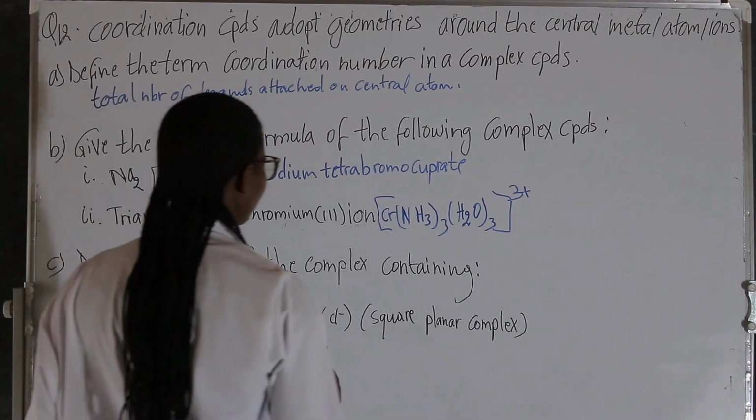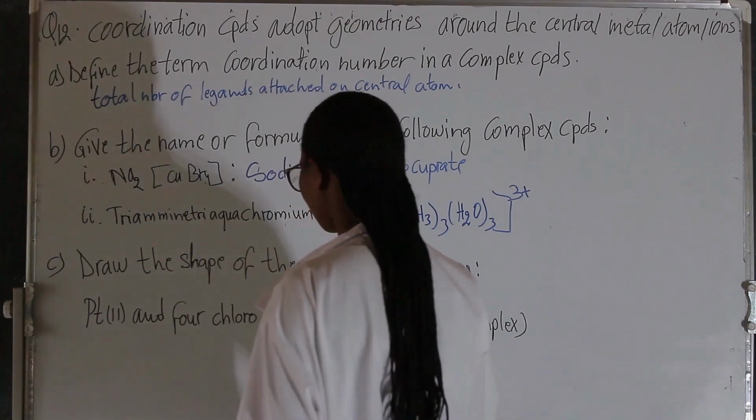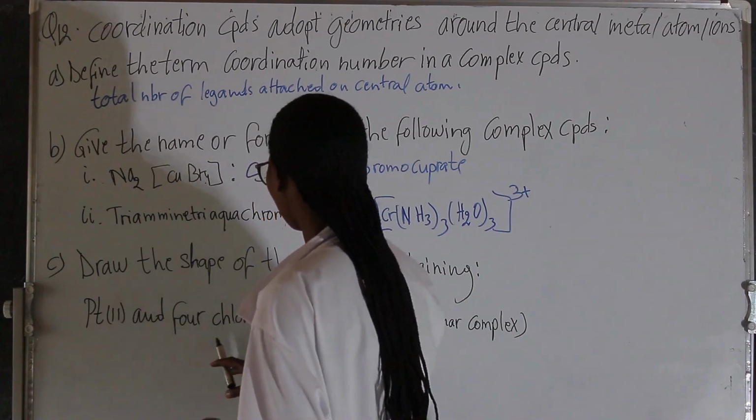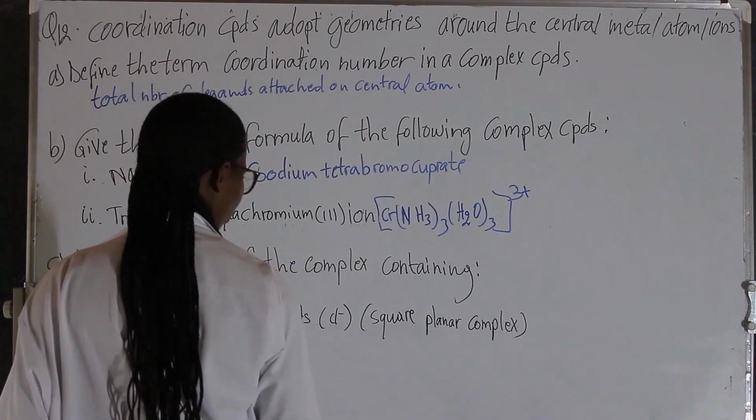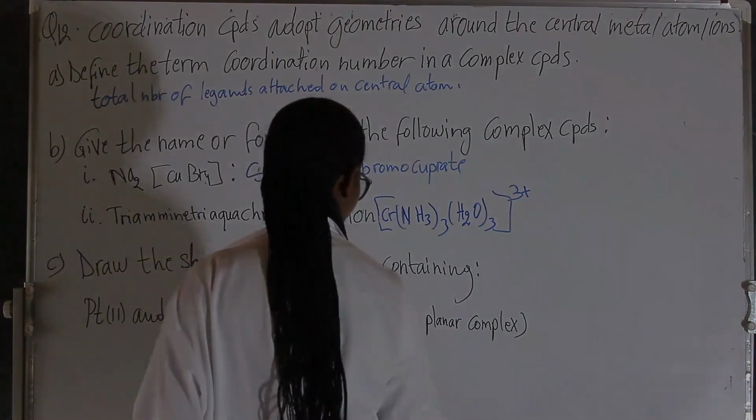Draw the shape of the complex containing platinum 4 chlorides. Platinum 2 chlorides. This is square planar.